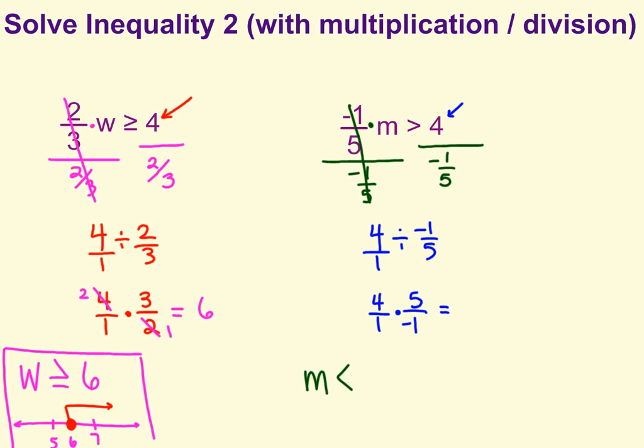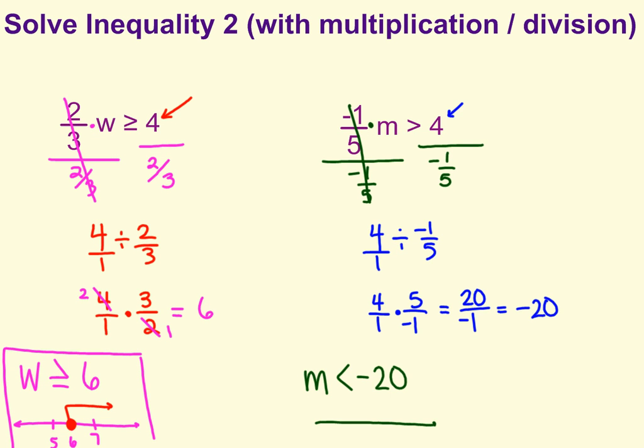I look for any cross reducing to do. I don't see any. So I have 20 on top, negative 1 on the bottom. 20 divided by a negative 1 is a negative 20. So M is less than negative 20.